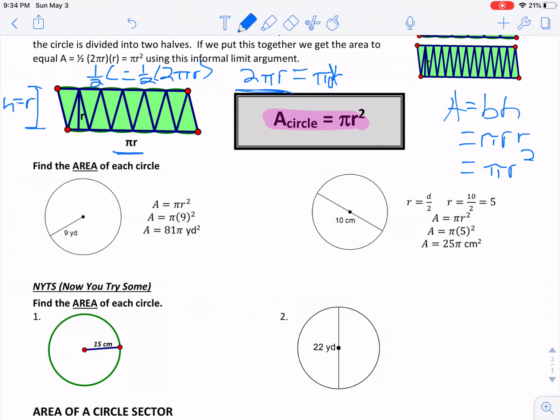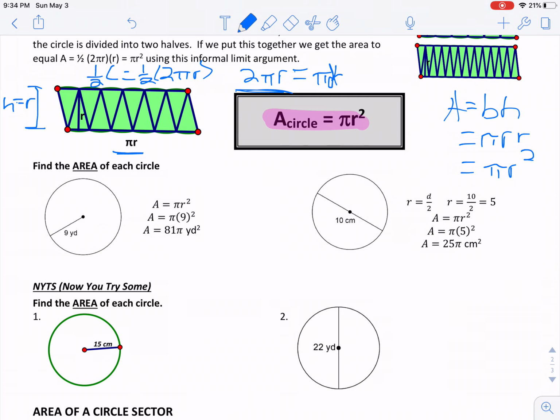So for this first one, the radius is 9. So we plug 9 in for r. 9 squared is 81. And like before, we're not going to multiply by pi. So just 81 pi yards squared is our answer. We're going to leave the pi in our answer.